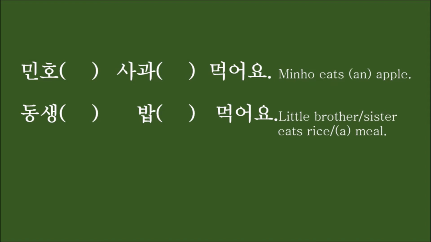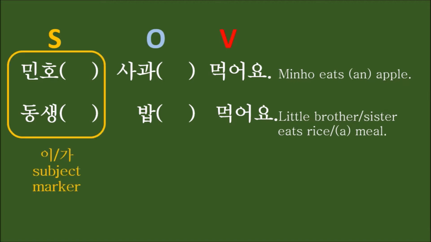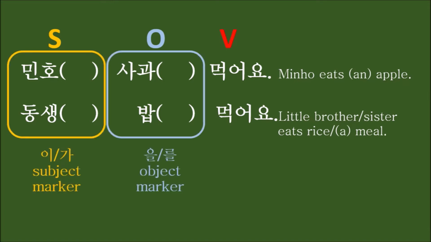So it's also supposed to mean that little brother or little sister eats rice or a meal. 밥 means rice or meal. Now, as we all know, the Korean sentence is a subject-object-verb structure. Subject, object, verb, the SOV structure. Now the subjects here are Minho and 동생, while the objects are 사과 and 밥. Let's look at how we use the subject and object markers.